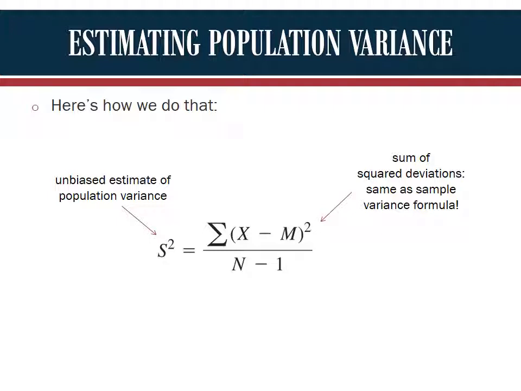The bottom, however, is where it's different. So this is where our correction is coming into play. Instead of dividing by n, which is what you do for sample variance, you're going to divide by n minus 1. So the n minus 1, that's our correction. That's going to help us make sure that our estimate of population variance is more accurate than just sample variance alone.